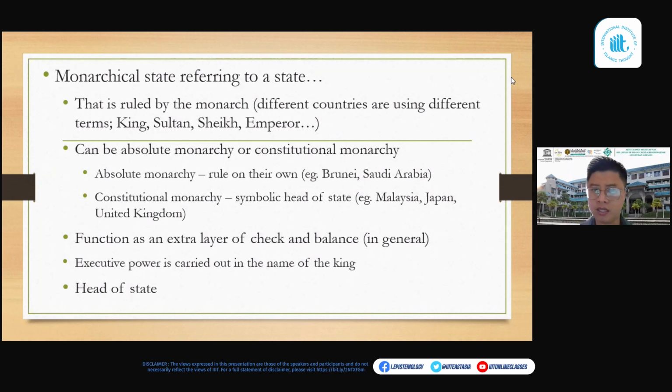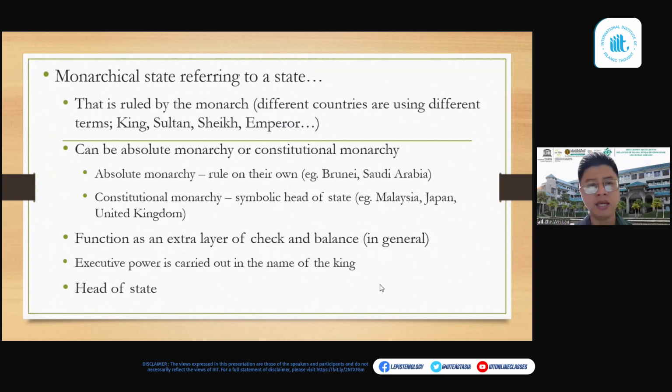All right. The reason is that in a monarchical system, for constitutional monarchy, the monarch itself will act as the head of state, meaning you are the leader of the country, but you don't hold all the power.